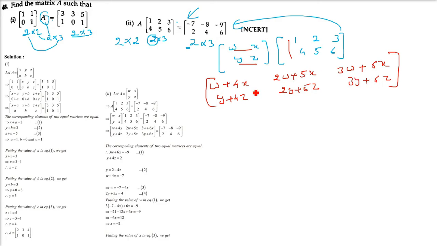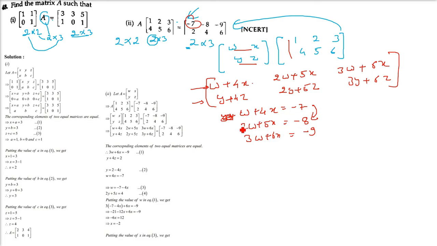So you have to see which equations have the same variables. For example, this W plus 4X, all the three equations in the first row are similar, meaning they have W and X. So let me just write W plus 4X, and this is equal to minus 7. This is your first equation. Second one is 2W plus 5X. This is equal to negative 8. Third one, 3W plus 6X is equal to minus 9. Right?